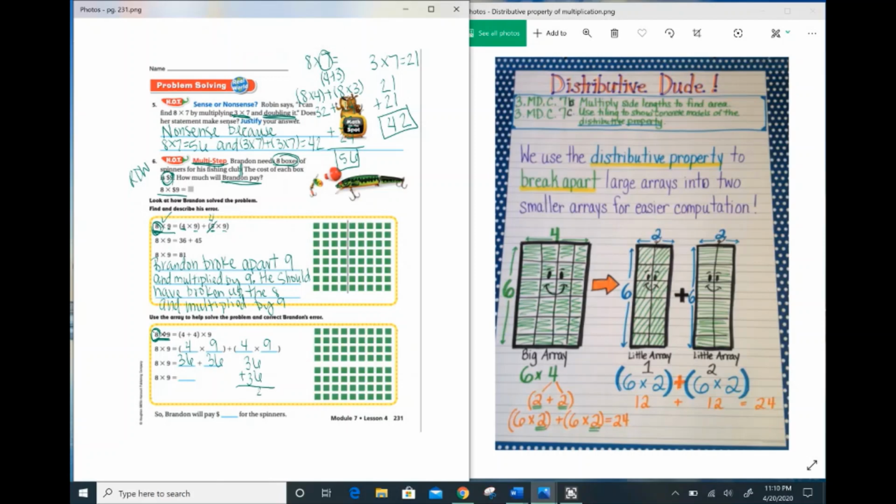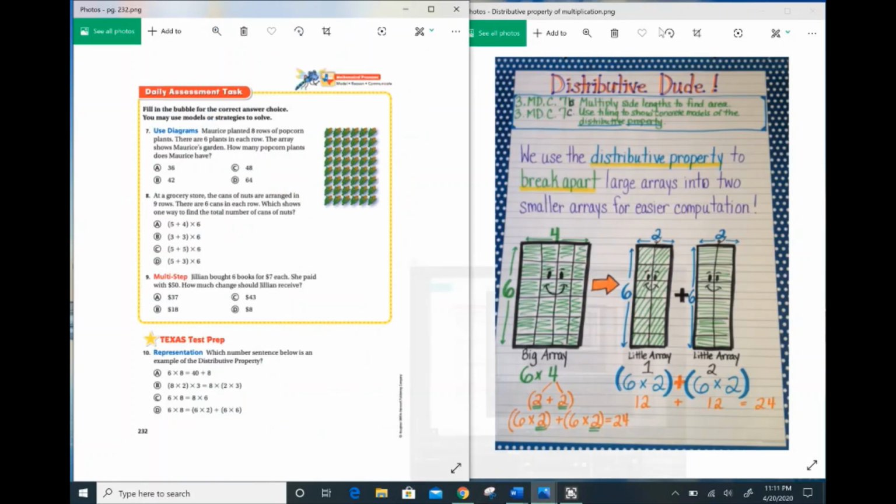6 plus 6 is 12. I'm going to carry the 1 to regroup. 3 plus 3 is 6, plus 1 is 7. So our answer is 72. So Brandon will pay $72 for the spinners. If we look over here, we have 9 times 4 and 9 times 4. Go ahead and do 7, 8, 9, and 10 by yourself, boys and girls.